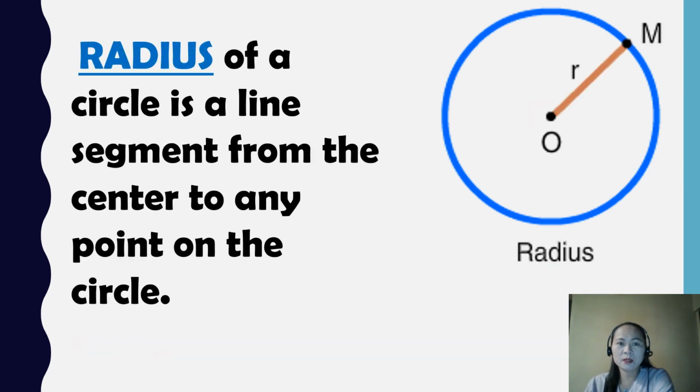Next concept that we have is the radius. A radius of a circle is a line segment from the center to an endpoint on the circle. In our illustration, point O is the center of the circle, and we have point M that lies on the boundary of the circle. Then this line segment OM is the radius of the circle.